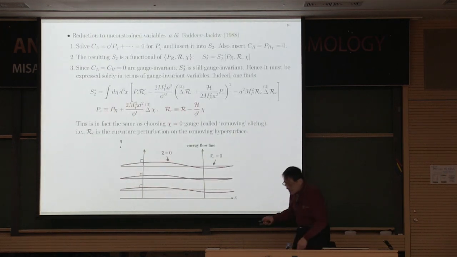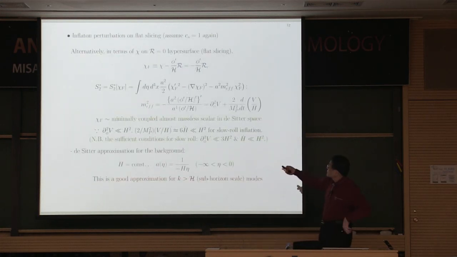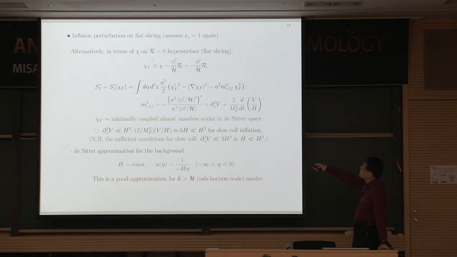Now, this can be very easily obtained because now we do have this gauge invariant combination. Actually there was this question about how to fix the coefficient, and depending on how you choose this coefficient, you can immediately change to some other gauge. For example, in this case, if you get rid of this factor, H over phi dot, then this chi or delta phi becomes the important variable. And just changing the sign, you have this chi minus phi dot over H R.